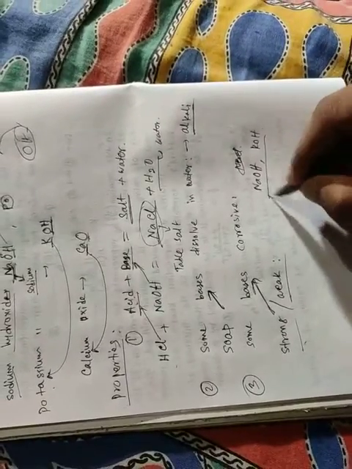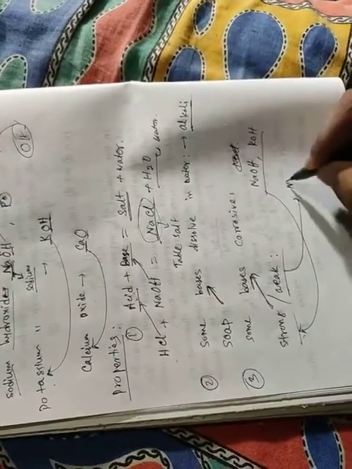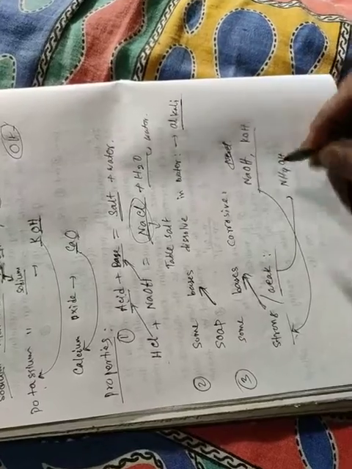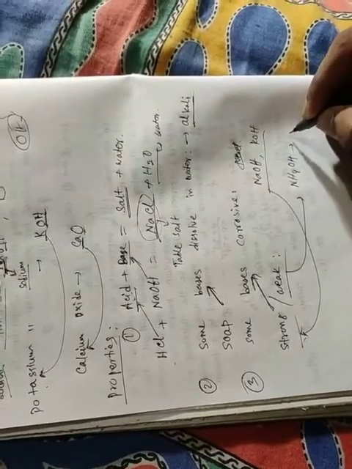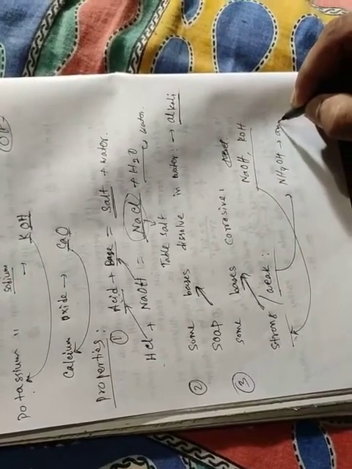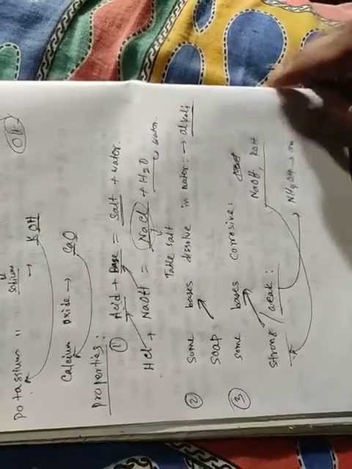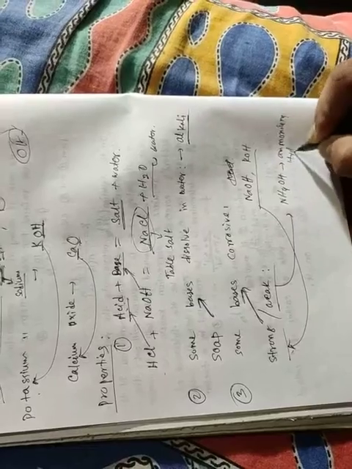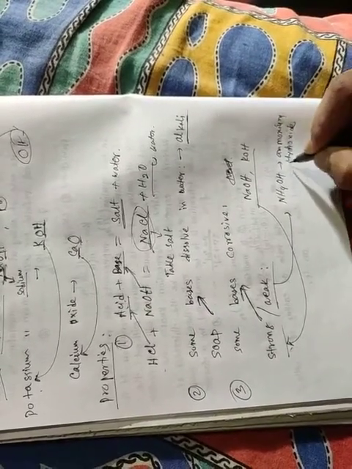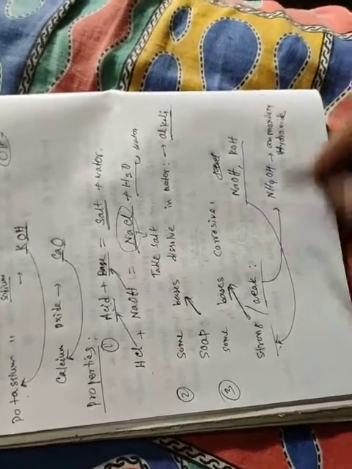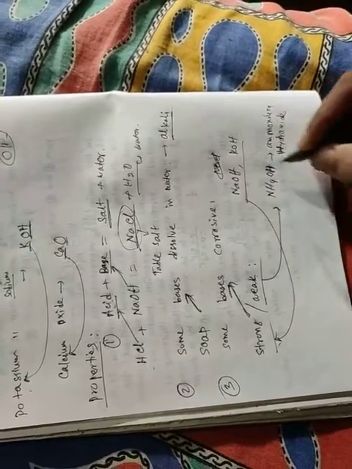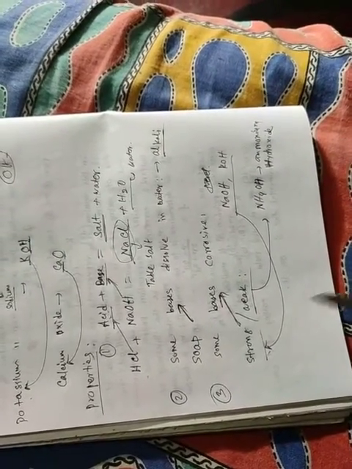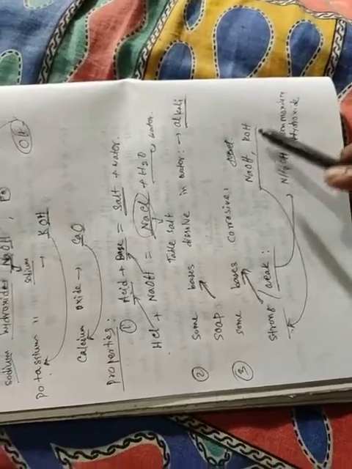These are the strong bases. And for weak base, for example, NH4OH, this is called ammonium hydroxide. Ammonium hydroxide is a weak base. So remember this: ammonium hydroxide is a weak base, and the strong bases are NaOH, sodium hydroxide, and KOH, potassium hydroxide.